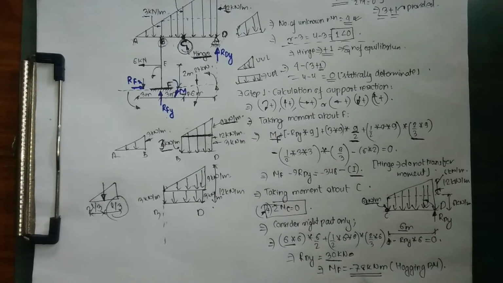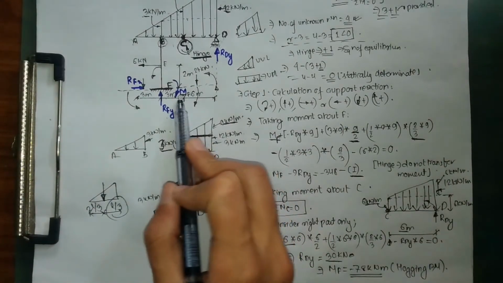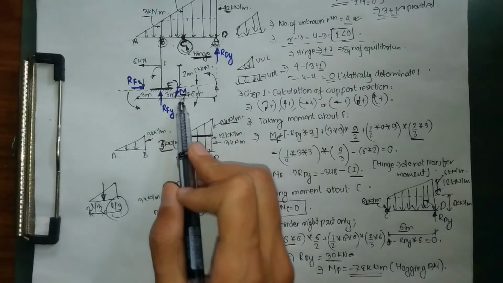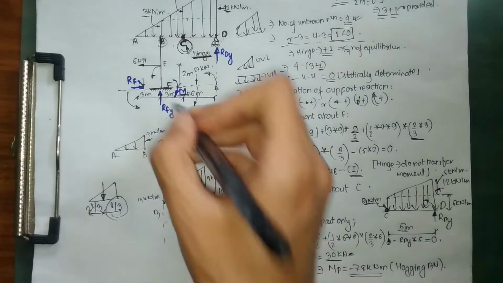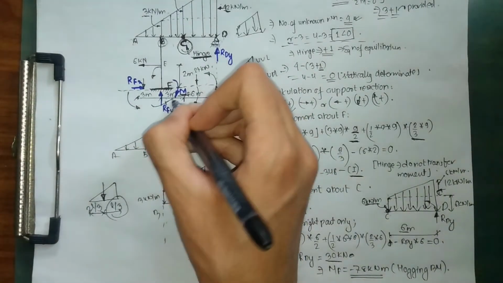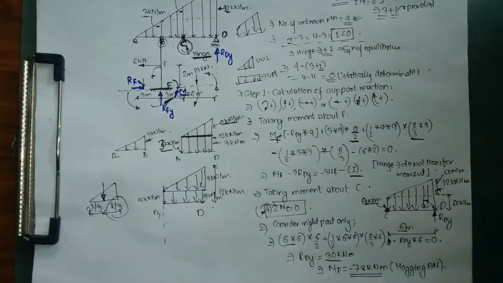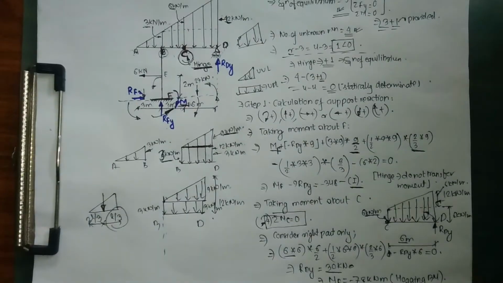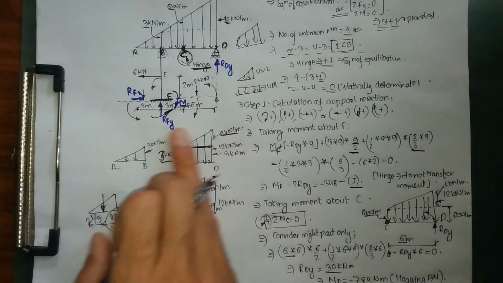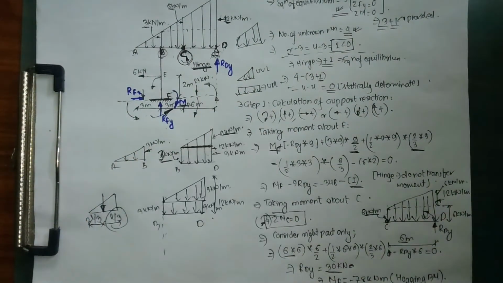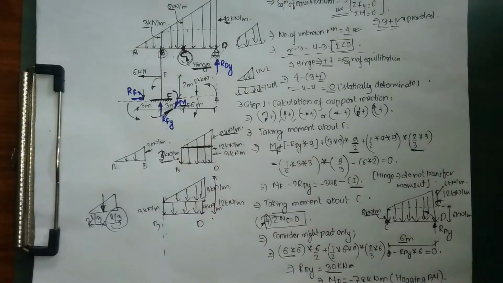Negative means hogging bending moment. Right now I have supposed my direction as clockwise positive, so this is not the correct sign for MF. My MF is actually acting in the opposite direction to what I supposed. So now we have found our values of MF and RDY. Next we need to find our values of RFY and RFX.